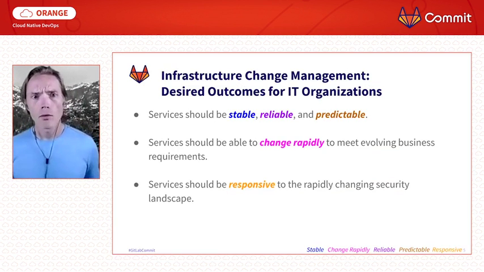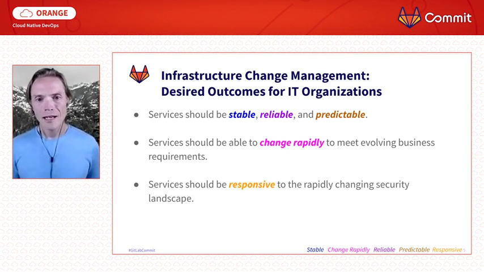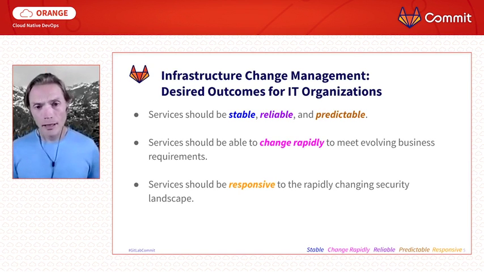Now, we're going to take a look at infrastructure change management and what it actually set out to provide to an organization or to an IT organization. And really, this was about management of the services that the IT organization provides to the business. And around these services, we need certain things to be provided, such as stability. They need to be reliable. They got to be predictable.